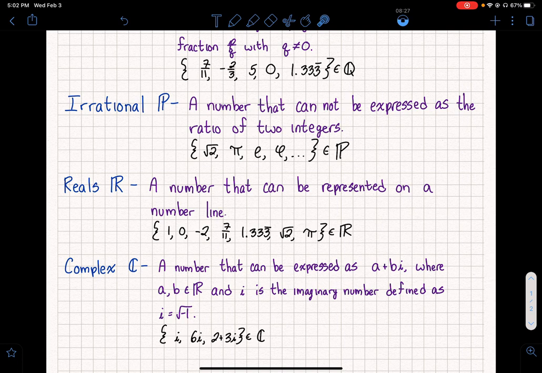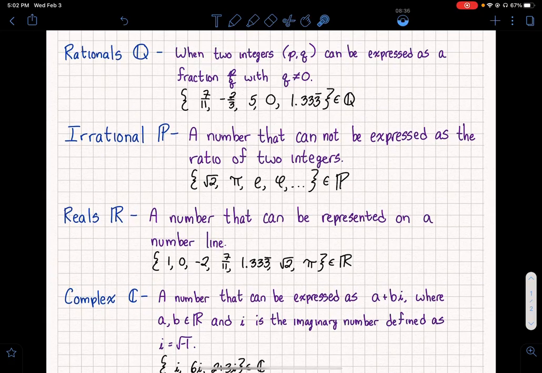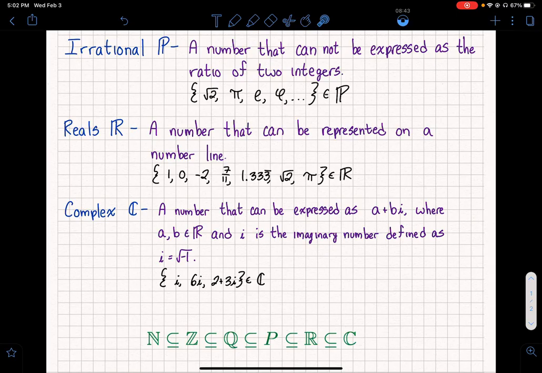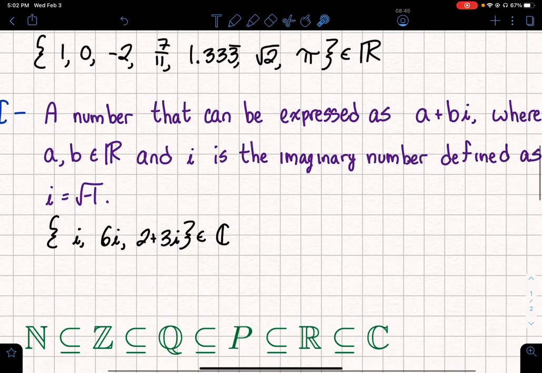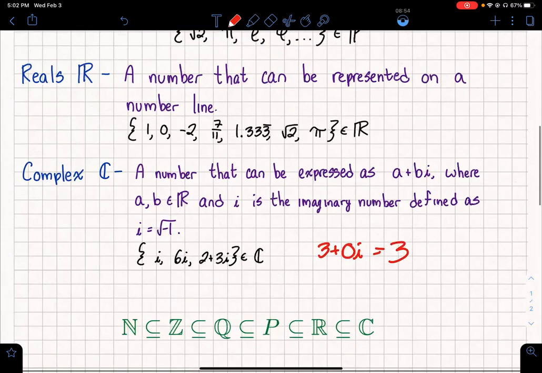But it does not work backwards. I can't say that complex numbers are real numbers. I can't say that complex numbers are irrational numbers, but I can say that irrational and real numbers are also complex numbers. And I can show that very easily if I define my b to be 0. So if I say 3 plus 0i, well, this is 3, and we know that's an integer. So we just showed very easily how an integer can be part of the group of complex numbers.